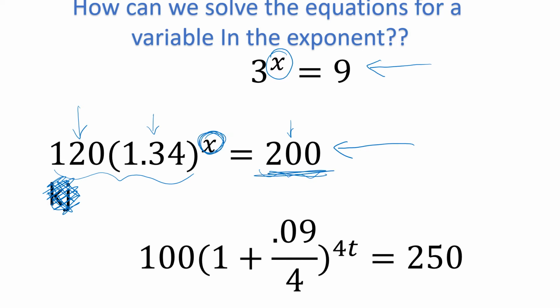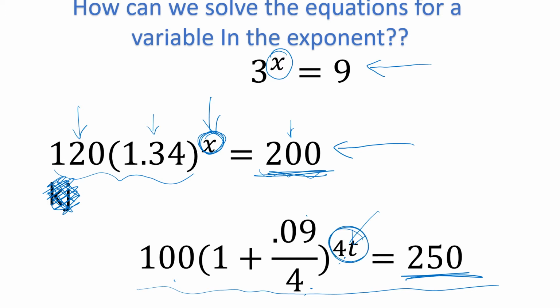So the question is, how do we actually algebraically solve for that x? We right now have no way to get the x out of the exponent. Same thing going on with this. This is your traditional problem: you have $100 invested at 9% interest, compounding quarterly. How long does it take for that $100 to become $250? Again, over the last few weeks, you have been graphing it or doing guess and check because we have no algebraic way to get the variable out of the exponent yet. So that's where logarithms come in.